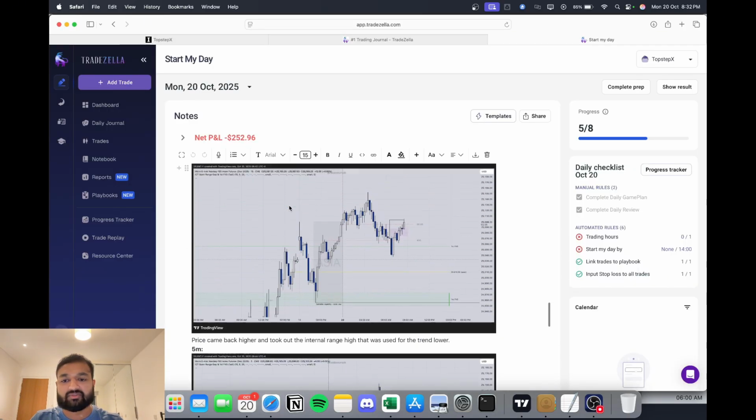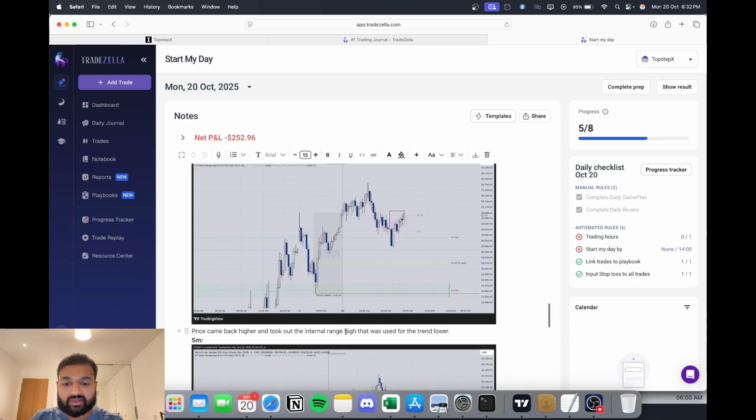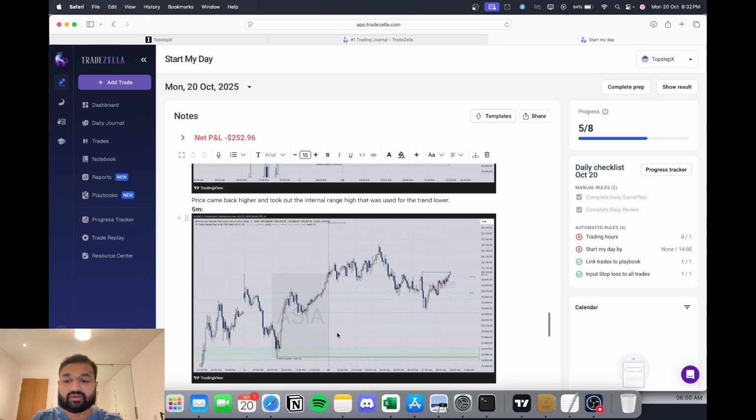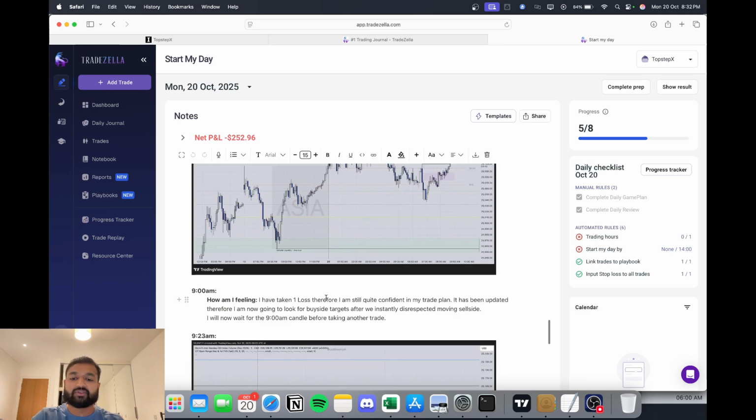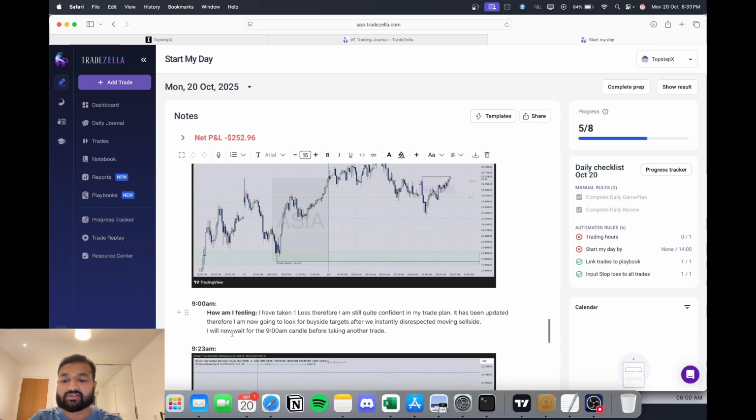So I'll just skip the 7 a.m. theory. I'll go to my 8:30. So price came back higher and took out an internal range high that was used to trade lower. I've taken one loss, therefore I'm still confident my plan has been updated. Therefore I'm now going to look for buy side targets after we instantly disrespected moving south side. I will now wait for the 9 a.m. candle before taking another trade.